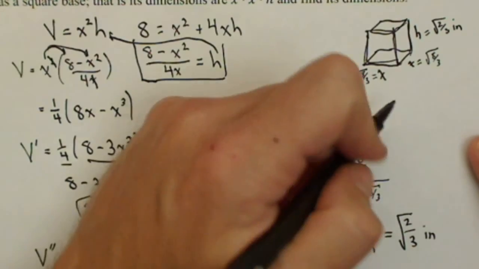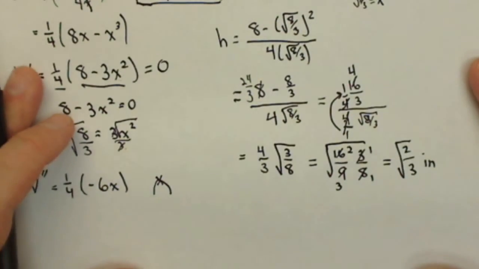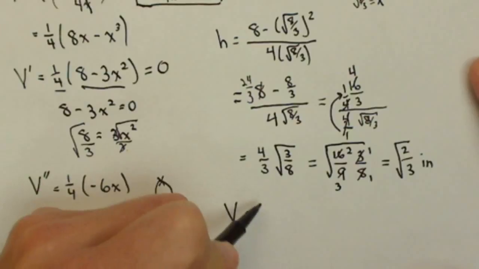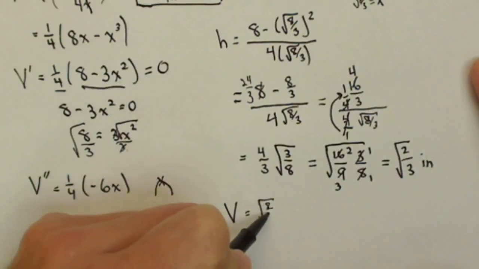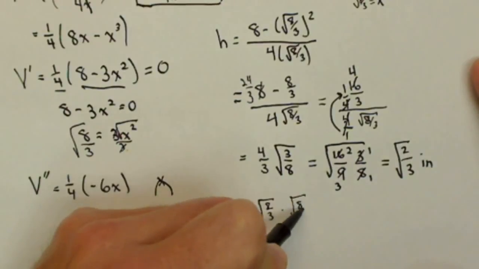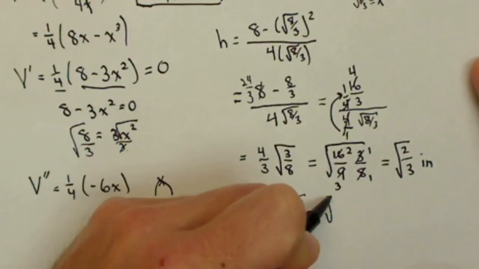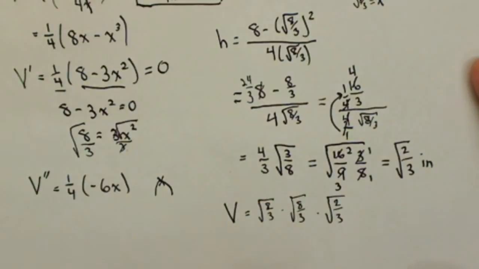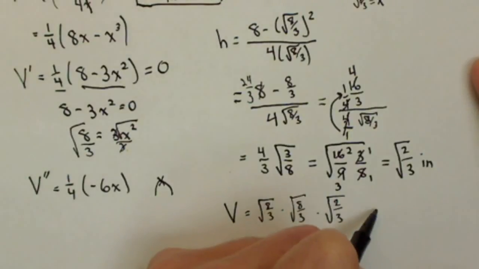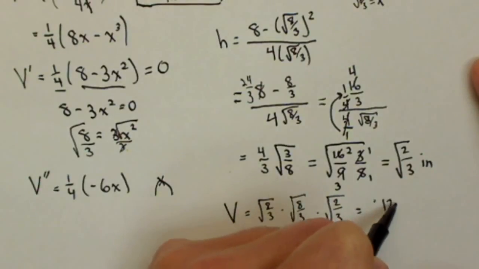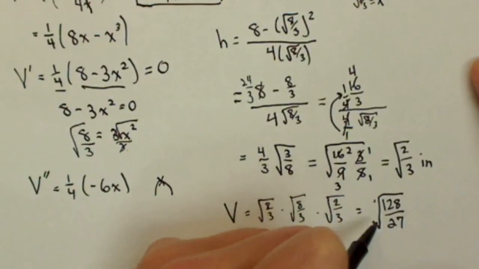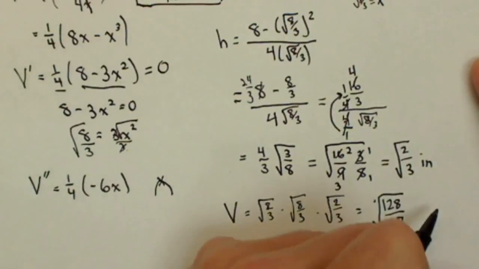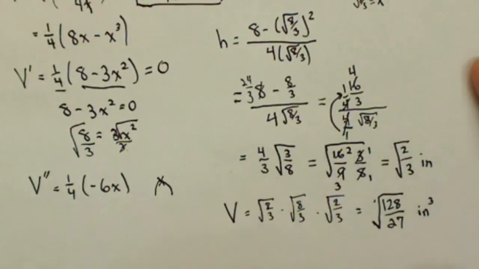We can now find our maximum volume. Let's just write it here at the bottom. Our maximum volume is the square root of 8/3 times the square root of 8/3 times the square root of 2/3. And without worrying about radicals too much, we can just do all this under the radical. 8 times 8 is 64, times 2 is 128. 3 times 3 times 3 is 27. Square root of that. Yeah, we could pull out some perfect squares, but for our purposes we do have our maximum volume.